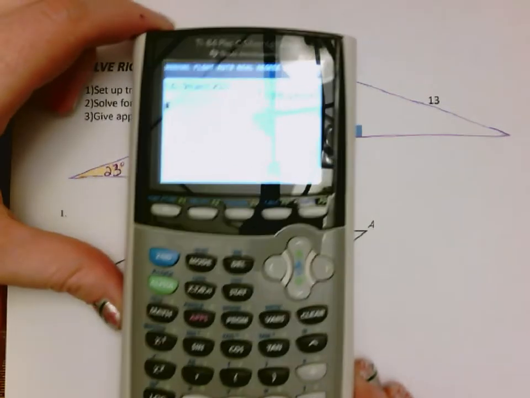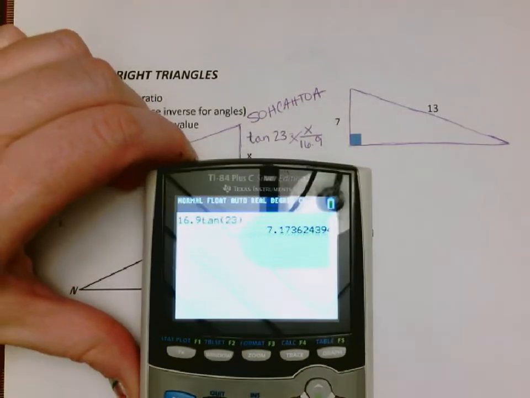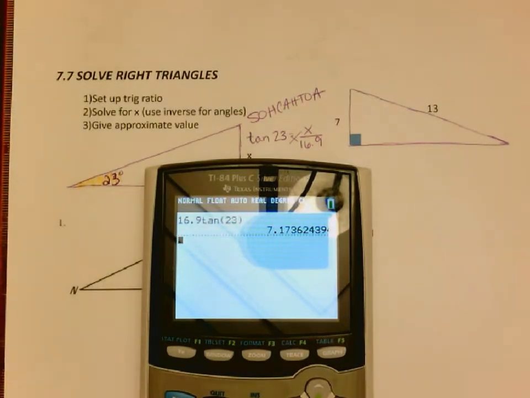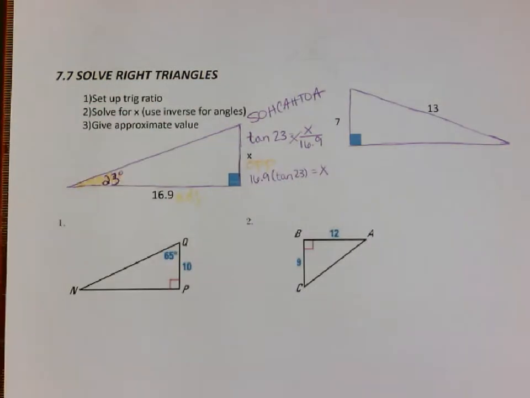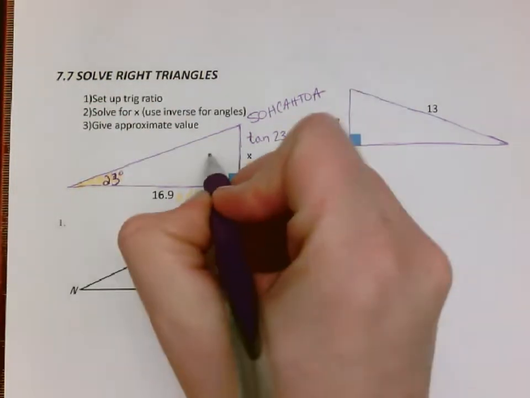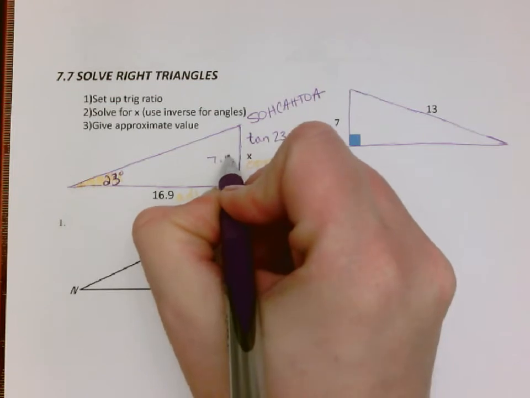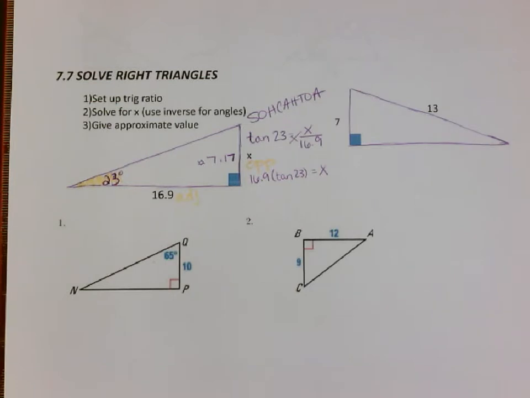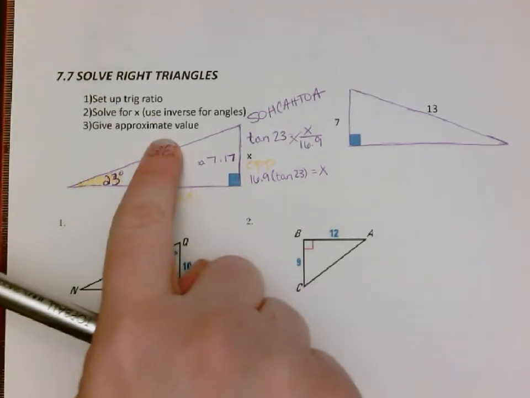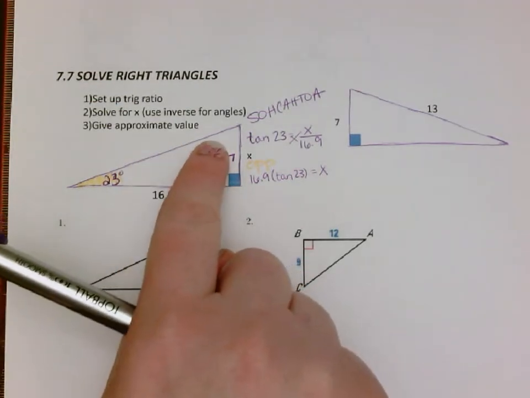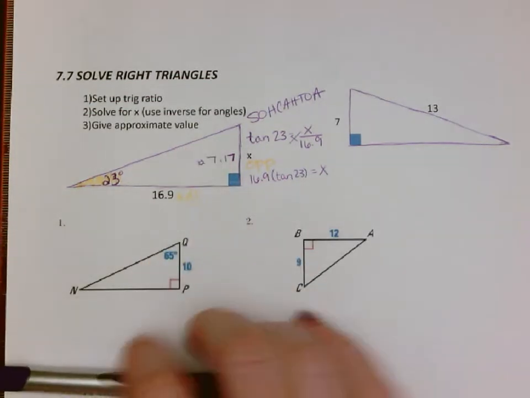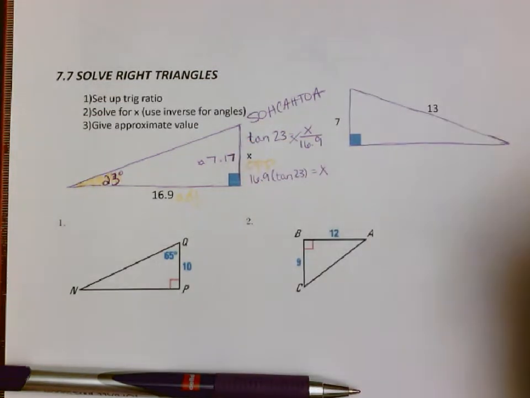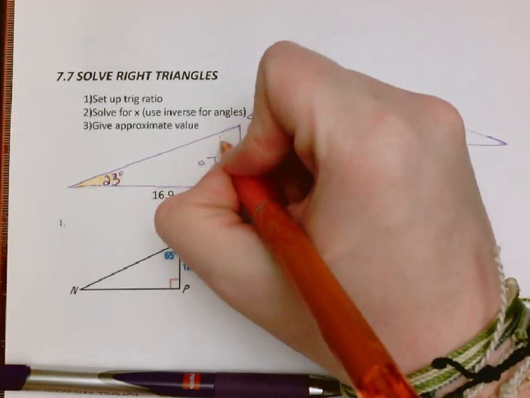So approximately that measurement that I am missing, let me turn the brightness down, there we go, 7.17. So I'm going to go to the nearest hundredth. So this length right here is 7.17, approximately. Now, to find my other angle, if I was solving the triangle, I would take 90 minus 23 and get 67. So this angle here is just 67 degrees.